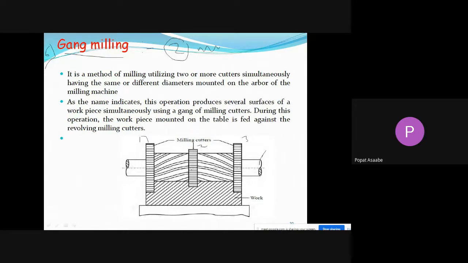Only 2 points you have to remember regarding gang milling. In gang milling, we use more than 2 milling cutters on the same arbor, and the diameter of the cutters will be the same or different according to your requirement. And we can perform most operations simultaneously with the help of gang milling. Okay, this is about gang milling.